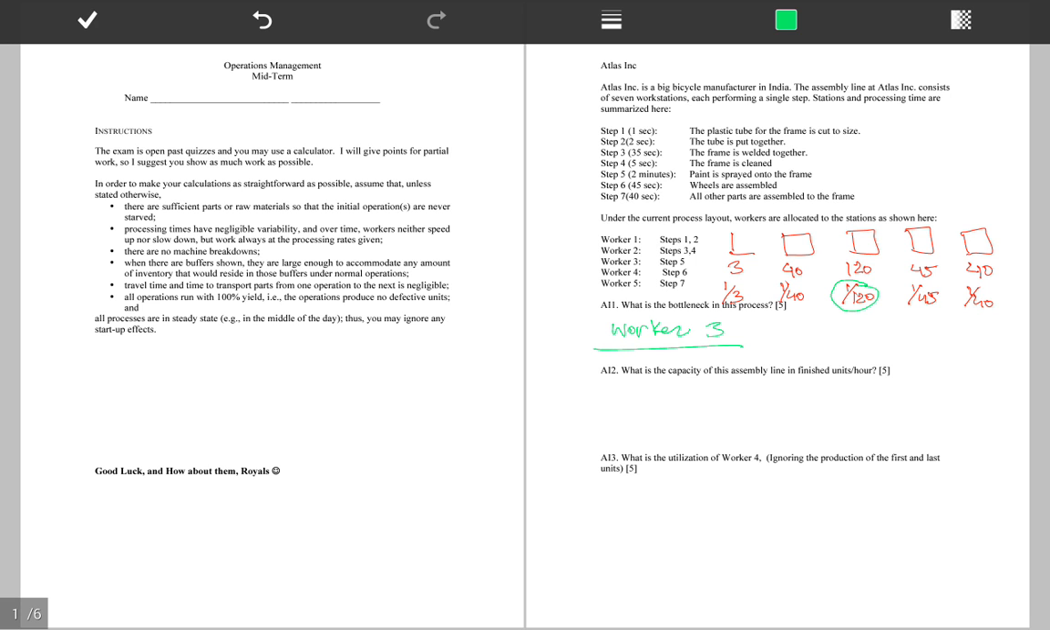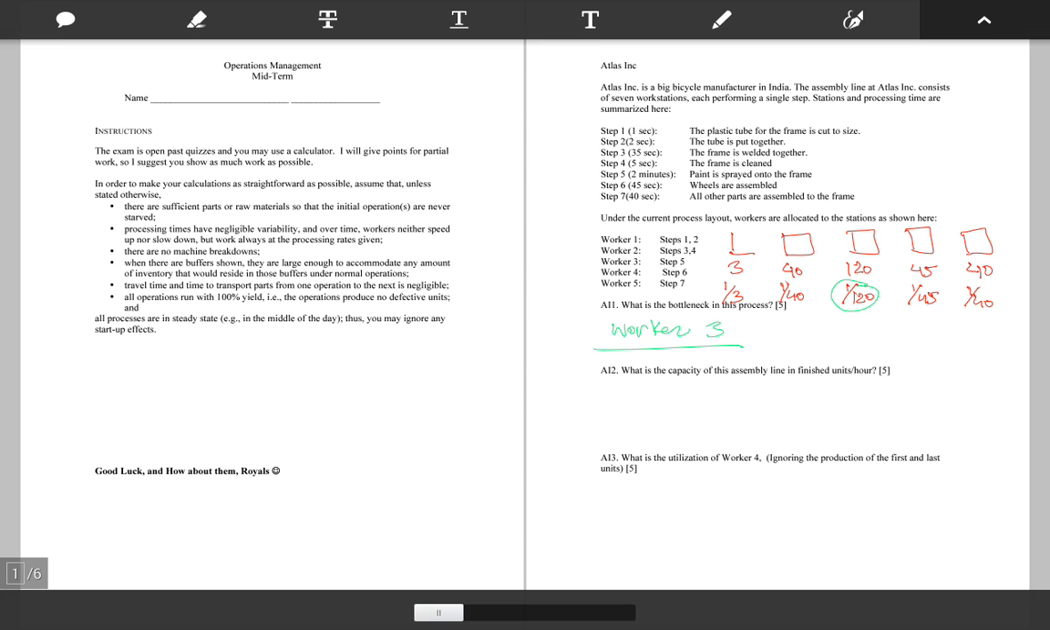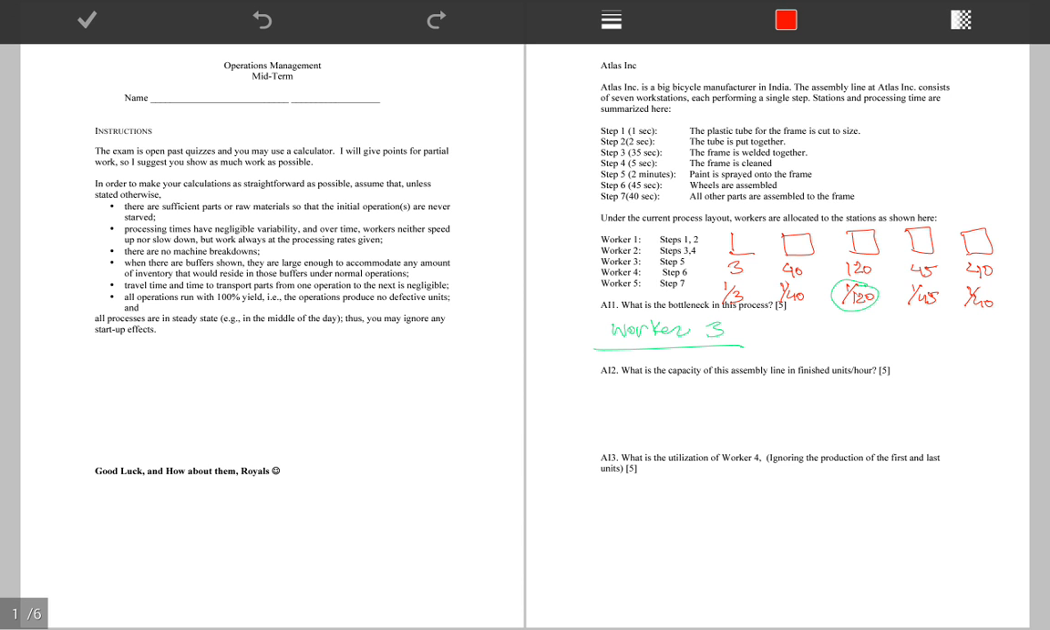Some people wrote, instead of saying worker 3, step 5, but it's customary to call the resource the bottleneck, not the step. Okay? Even if there is 1 step per worker, we like to call the resource the bottleneck, not the steps. The second question is, what is the capacity of the assembly line?